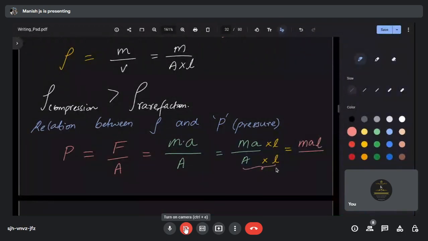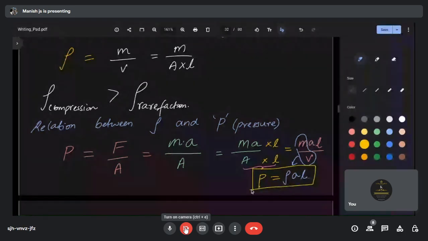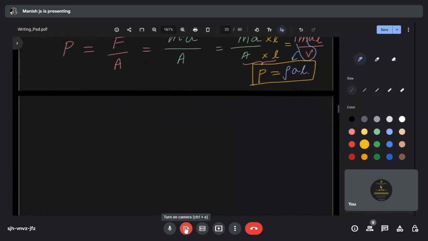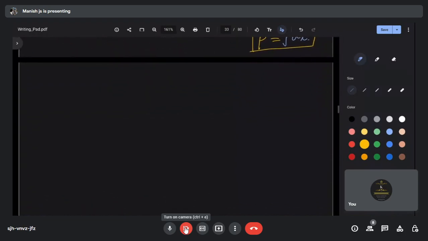What is area into length? Volume. In the same way, mass divided by unit volume can be written as density. So rho into A into L. We can write it like that. So that's how pressure is related to density. In this way, you can bring in the relationships. So this is the variation of pressure with respect to density. This is a relationship. Okay? So that is why we say both pressure and density vary.